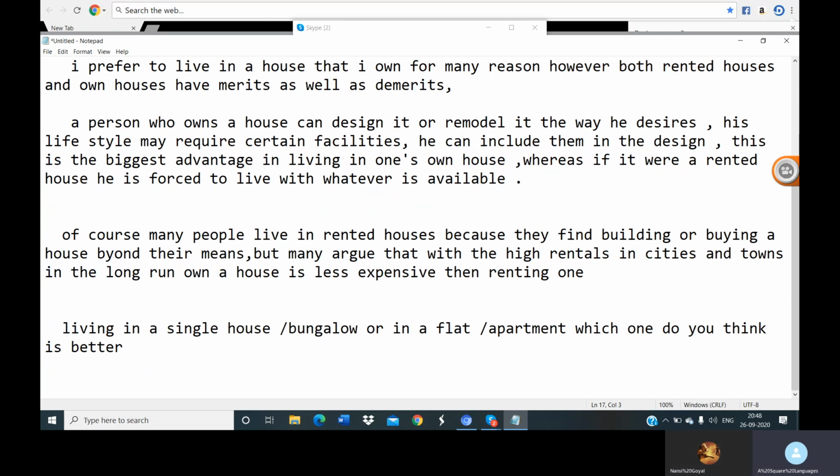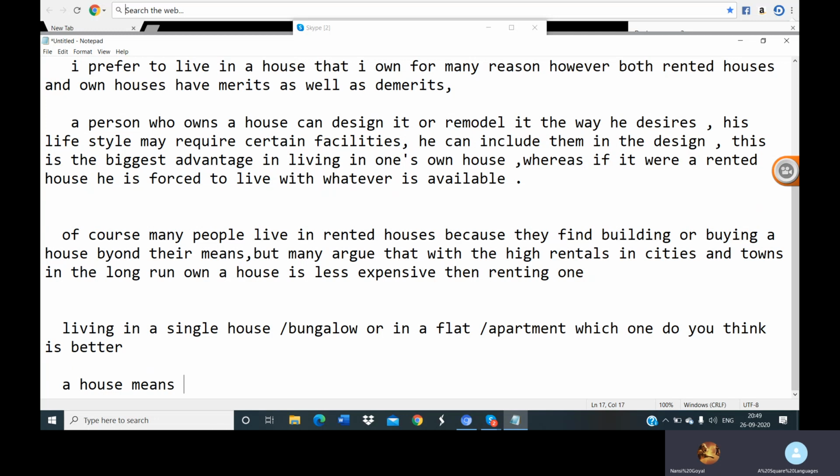Single house and bungalow are one and the same thing, okay? Or in a flat and apartment. So which one do you think is better? I will give you my ideas and you can share your ideas, right? Yes, sir. So you can start like this: I prefer a flat and apartment.